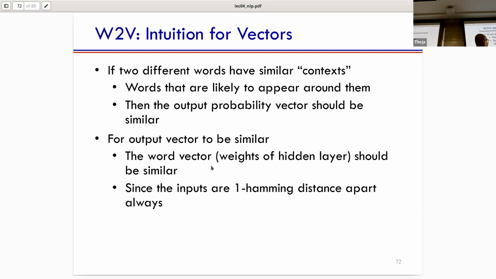Why? Because the ultimate inputs that we gave here, the one-hot encoding vectors, are exactly one Hamming distance away. There is no similarity information there. So it has to be the word vectors, which are the rows of the first matrix, that should be similar. Those vectors are getting linearly transformed to produce these output scores and therefore the output distributions, and we expect the output distributions to be the same because the nearby words are the same or similar. I'm just trying to reverse engineer this very simple network to say why the vectors should be similar.